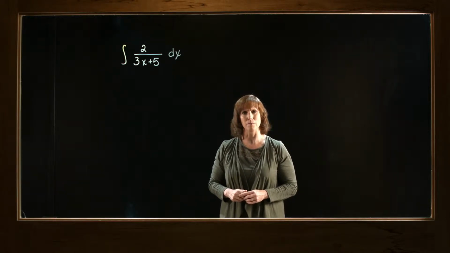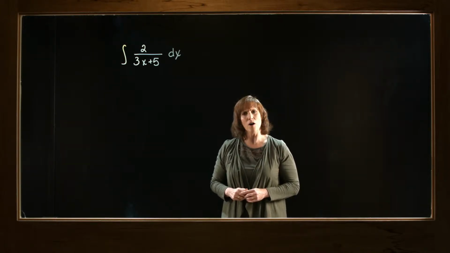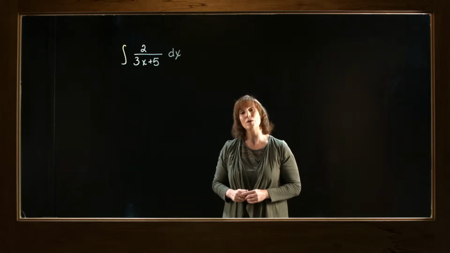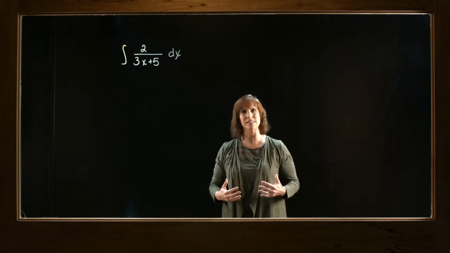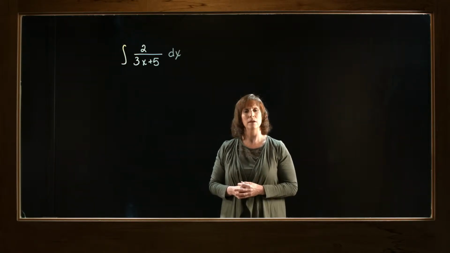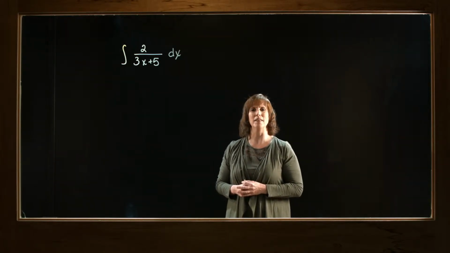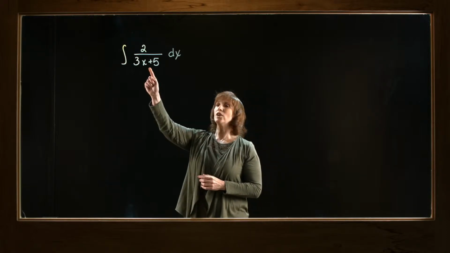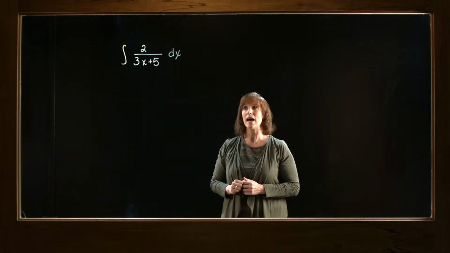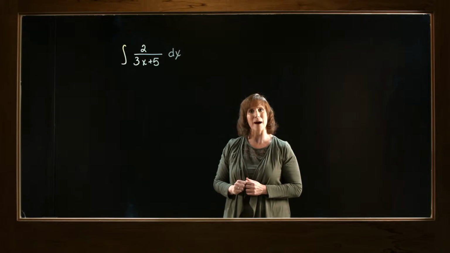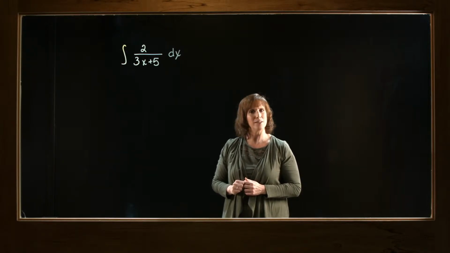be very helpful. All right, well, we've also done some problems where we've been able to rewrite the integrand using some algebra. And when I do that, all of a sudden I can use my basic rules. Well, let's try to think ahead a little bit on this one as well. I could write this as 2 times the quantity 3x plus 5 to the minus 1 power, and then try to use my general power rule.